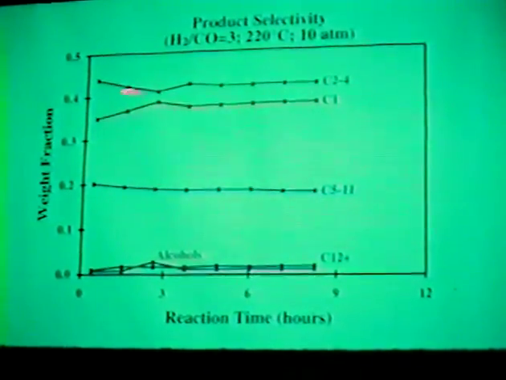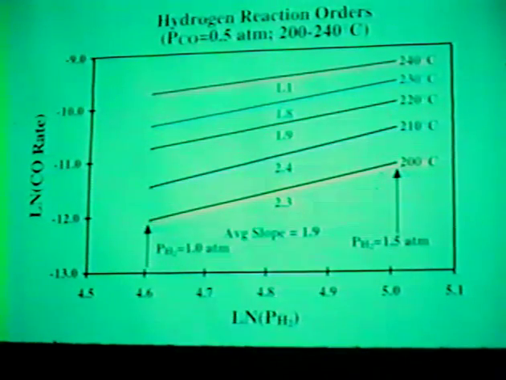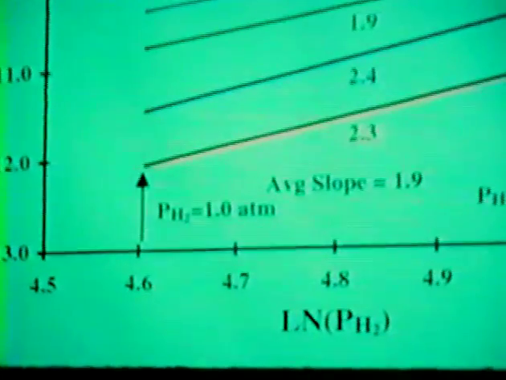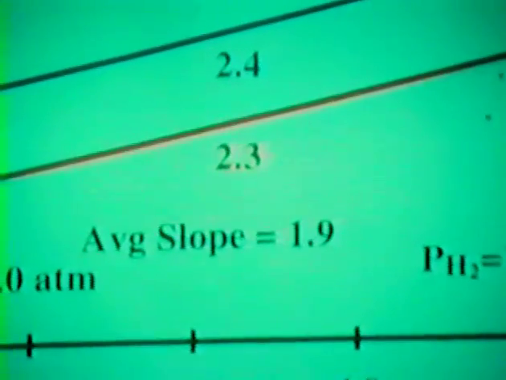Following an increase initially, the methane yield is seen to reach a steady state after 4 to 5 hours, as also do the C2 to C4, C5 to 11s, and the C12 to C14 fractions. We did see some alcohols, although the main product was ethanol. And so it was at these steady states that we were able to obtain reaction rates without the effects of deactivation.